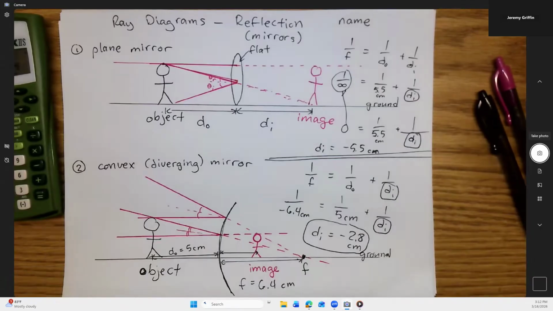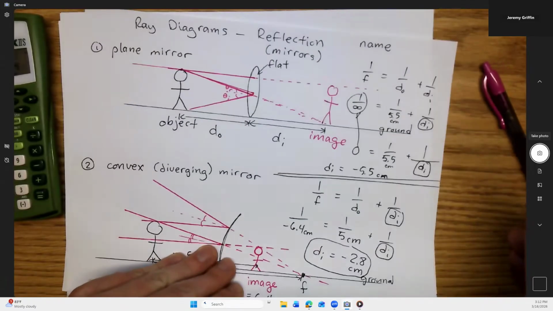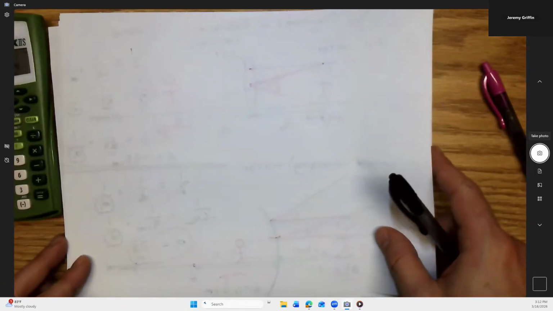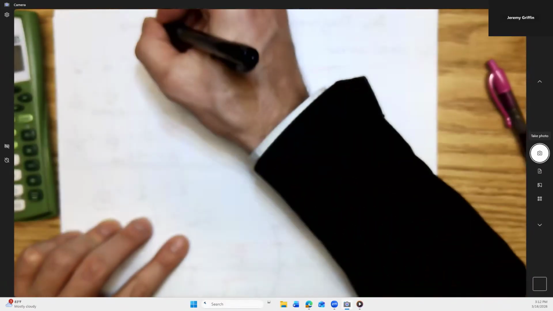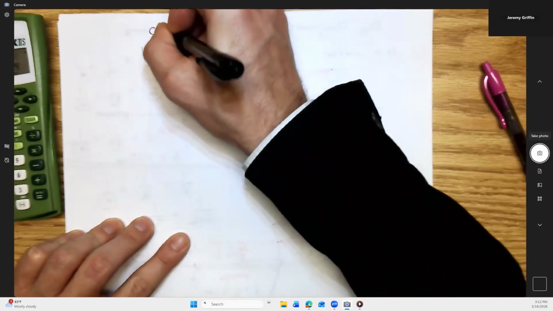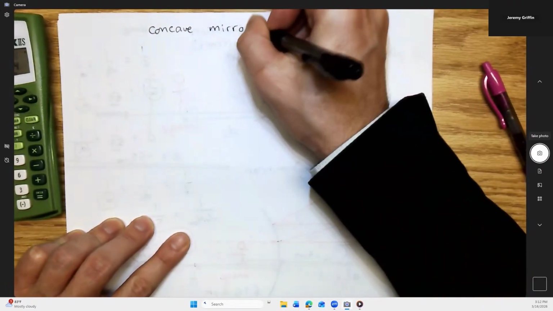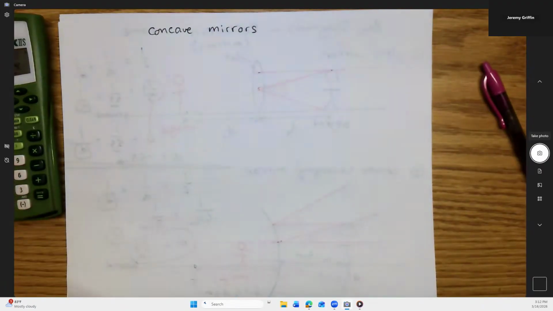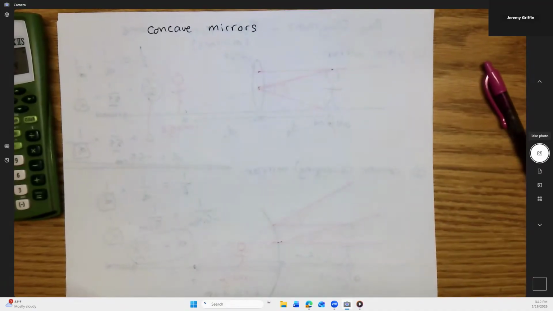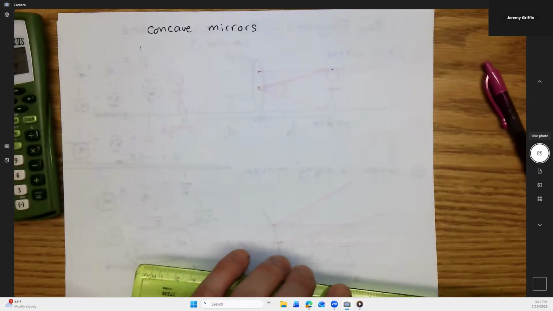All right. Now, are you guys ready to flip over and do concave? You guys ready for concave? All right. So you can flip your paper over. Let's go over. We're still doing reflection, but let's do concave mirrors. Concave mirrors. Right, so for this case, let's see what I want to do here.